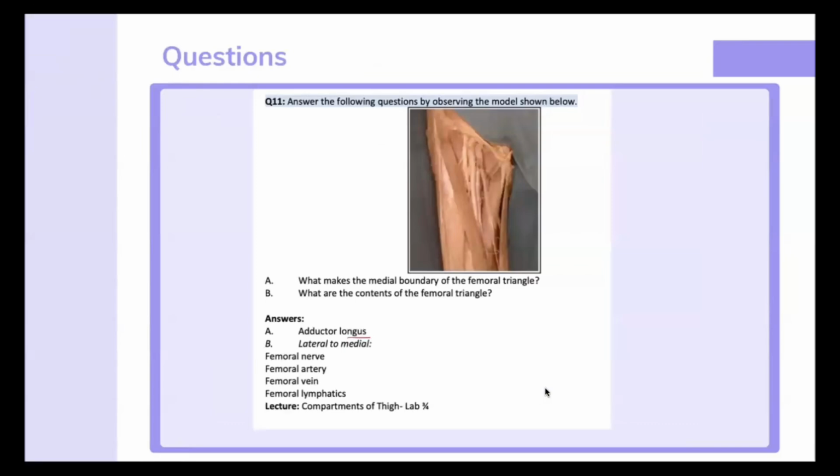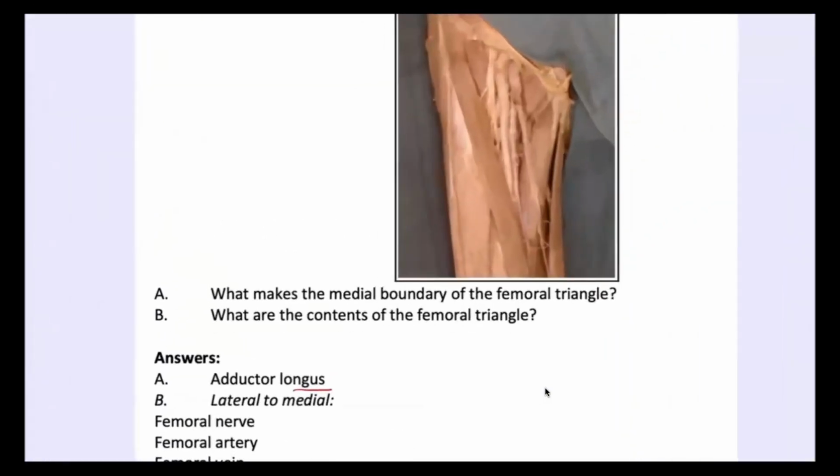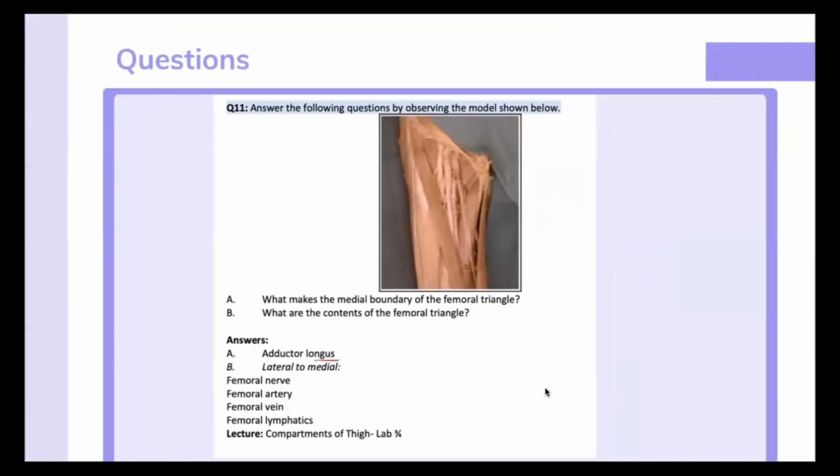I'm sorry that I didn't mention it on the diagram when we were labeling it, but you can't see it in this image. This is something you should know from your lecture content, which is making up the medial boundary of the femoral triangle. Contents, as we mentioned, are vein, medial to lateral, or lateral to medial, the other way around. Next question.